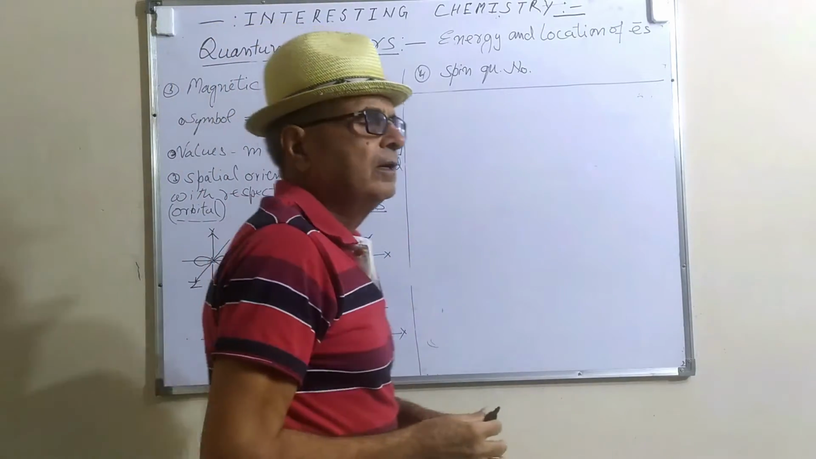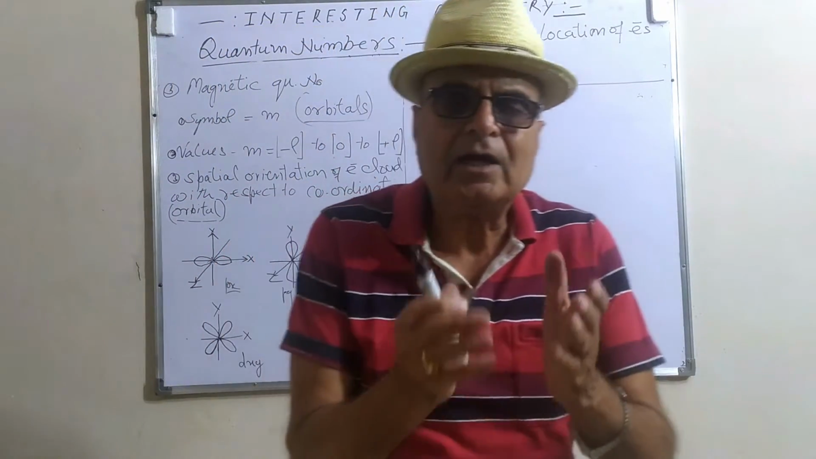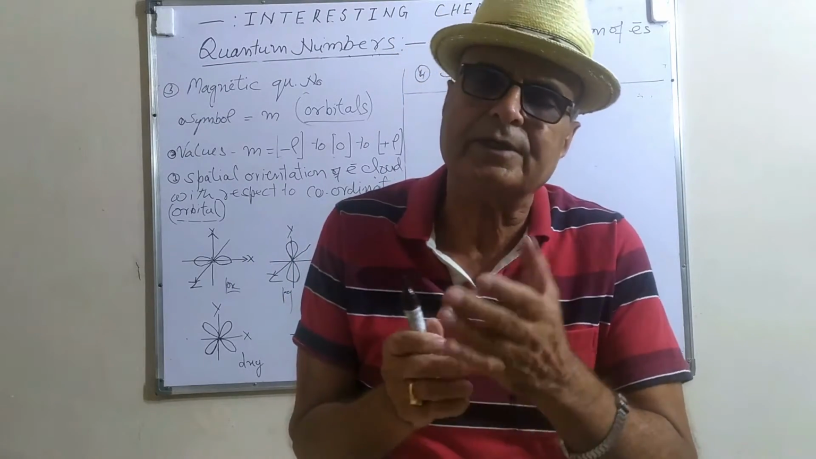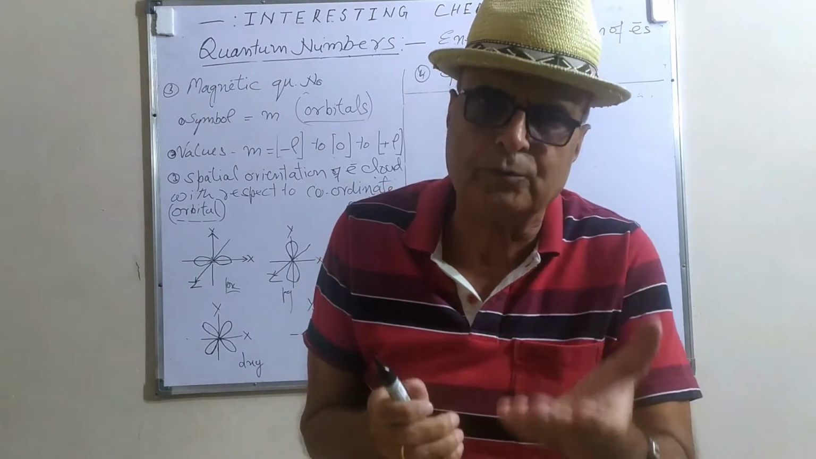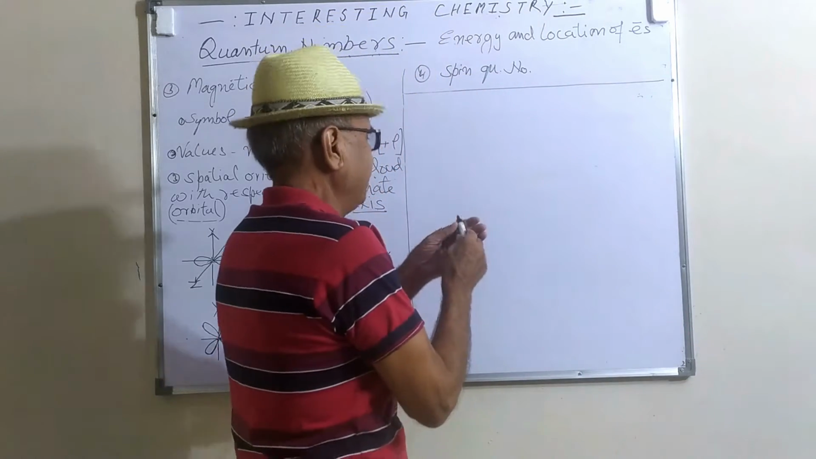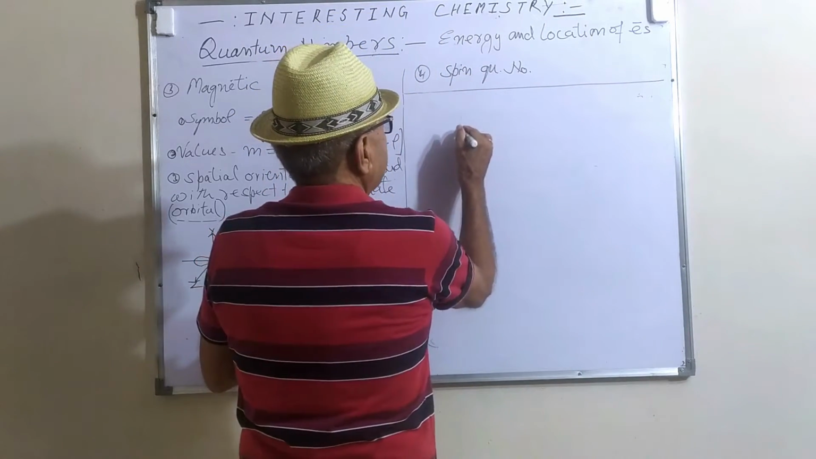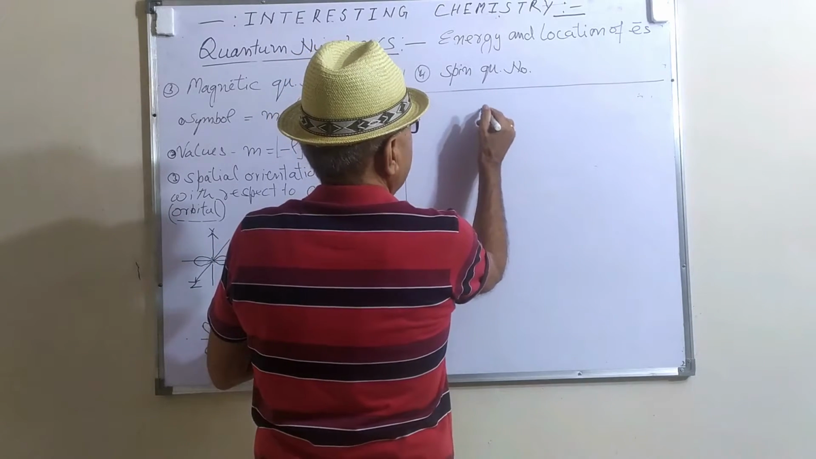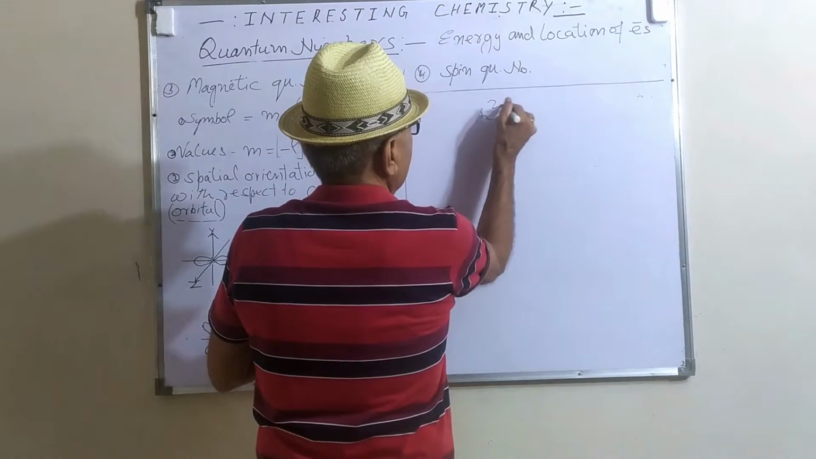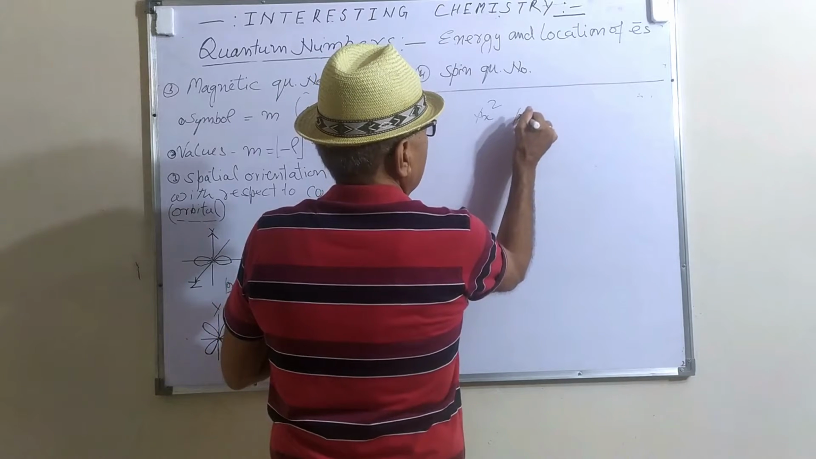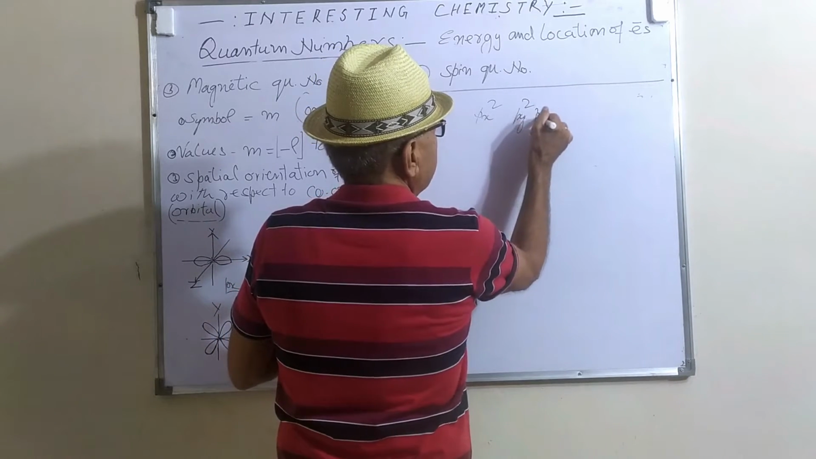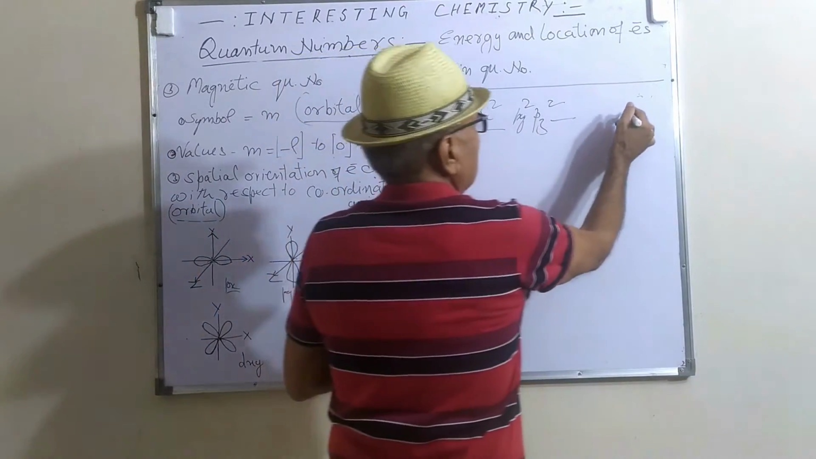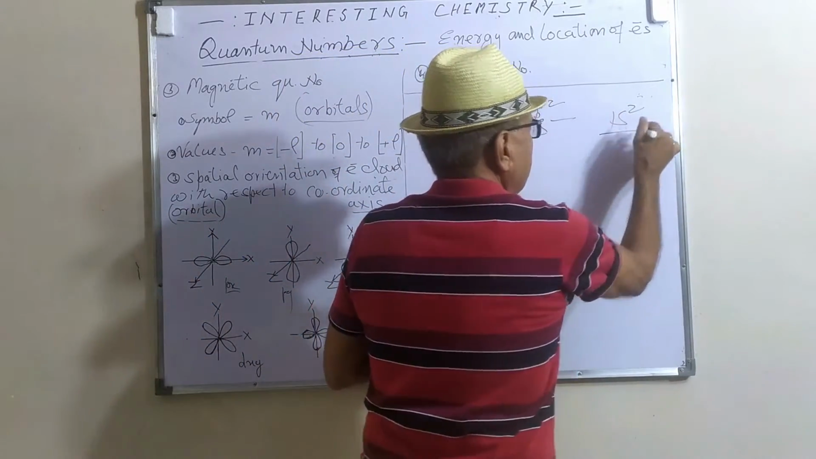As you know, there are two electrons in an orbital. Suppose we write here px2, py2 and pz2. There are two only, s2, one s2.